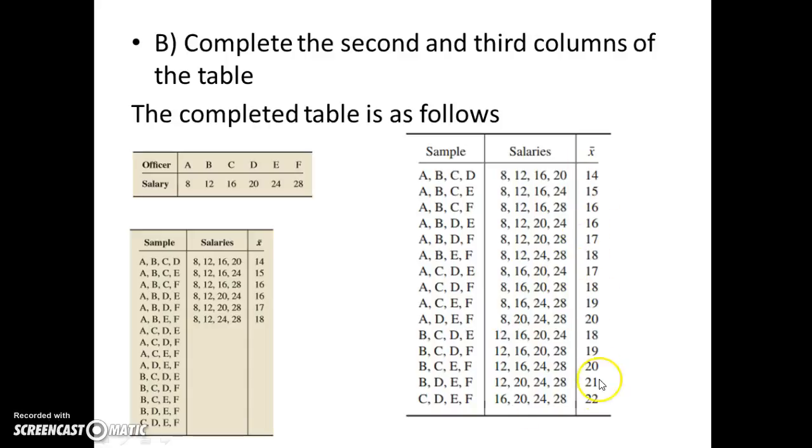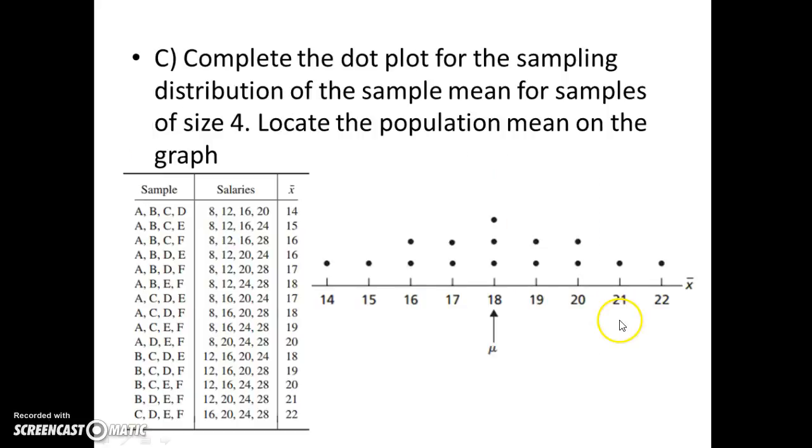And to find the mean of those samples, there are 4 salaries in here. You just add these 4 numbers and divide by 4. You get 14 and 15, 16, and the rest. This is how we complete the table. Complete the dot plot for the sampling distribution of the sample mean for samples of size 4.